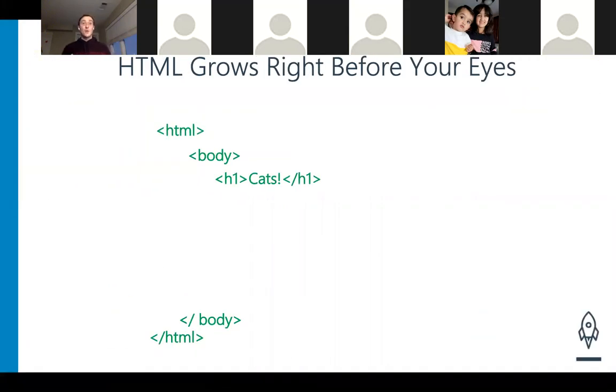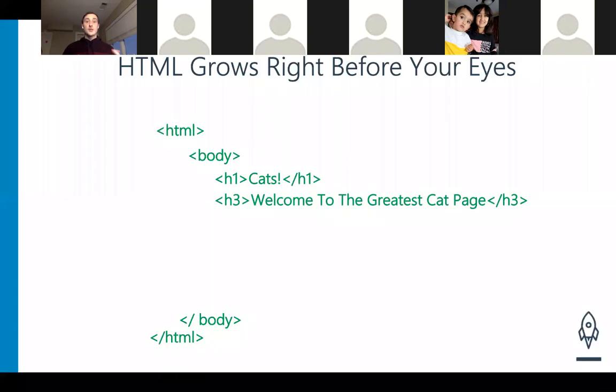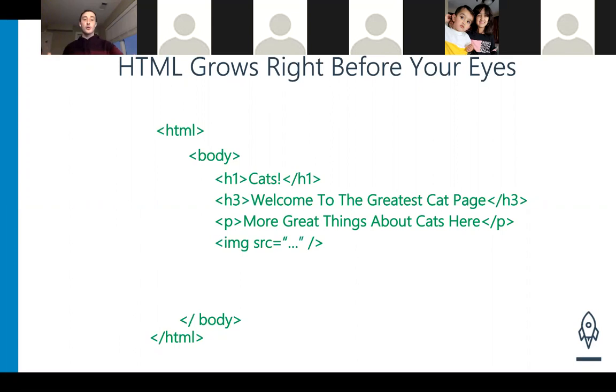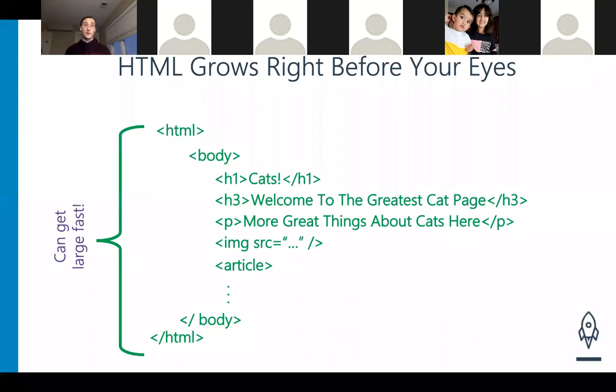Now, when we do this, we already see that we can start making a pretty decent website here. We can maybe add a description. So we have our cats website, welcome to the greatest cats page on earth. Then we can start adding more depth into our page, making more paragraphs. We can add images, we can add articles and blog posts, etc. Essentially, what we're seeing here is that our HTML can grow very quickly.